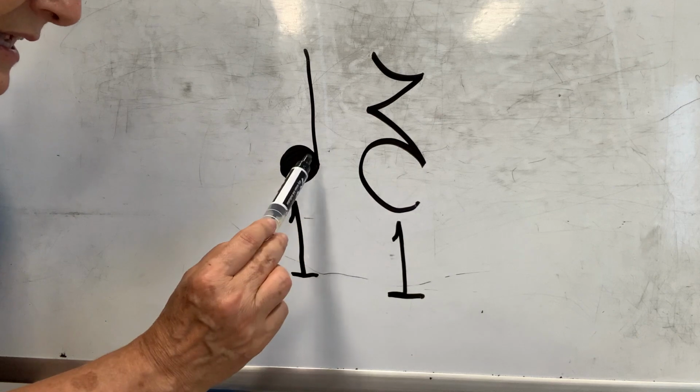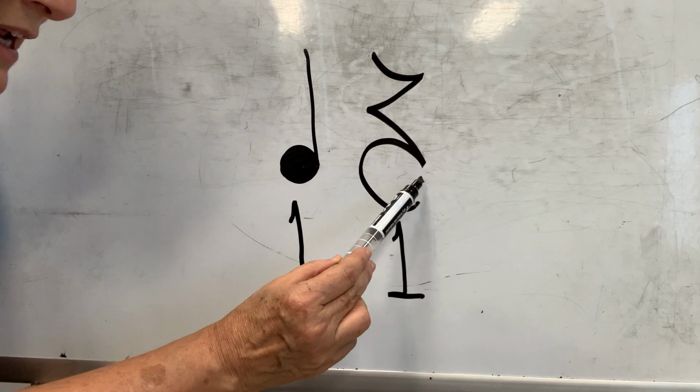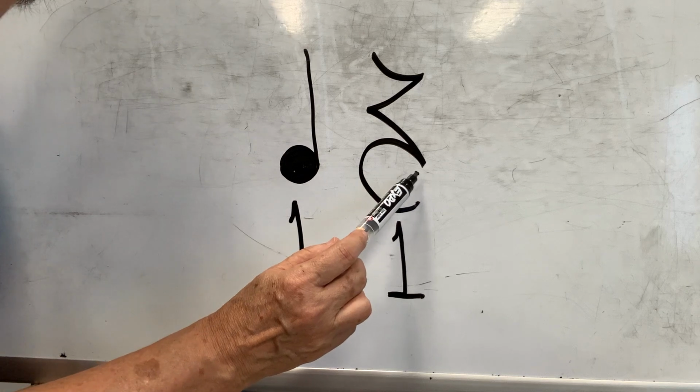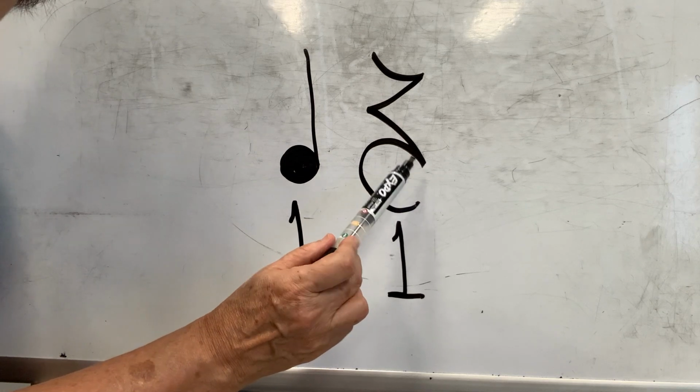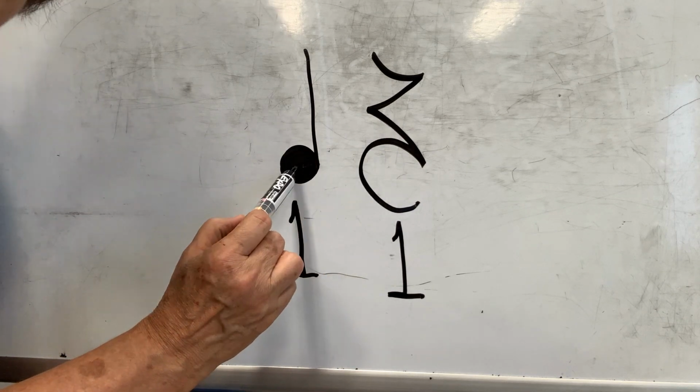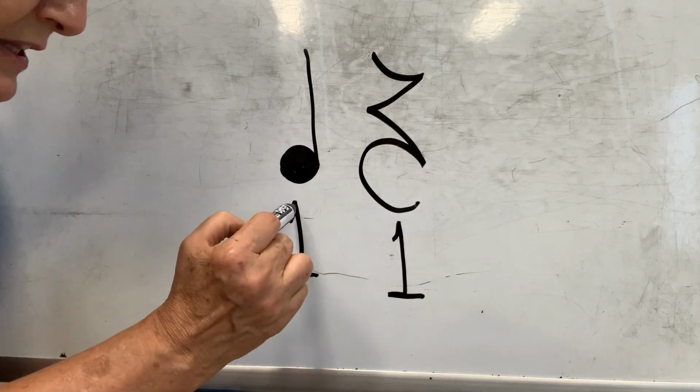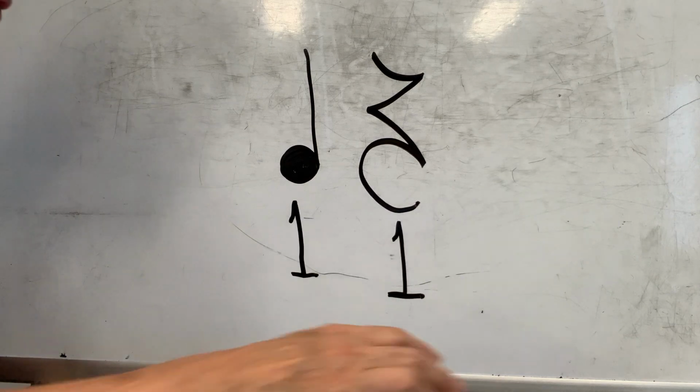You take a rest. This is a note. This is a rest. His real name is quarter note. His real name is quarter rest. So everybody say after me, quarter note, quarter rest. This one takes one beat that you play, one beat that you don't play.